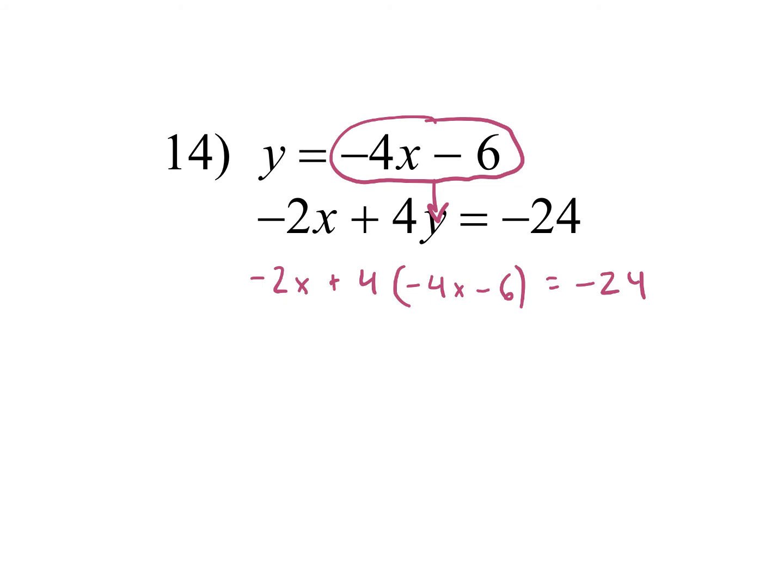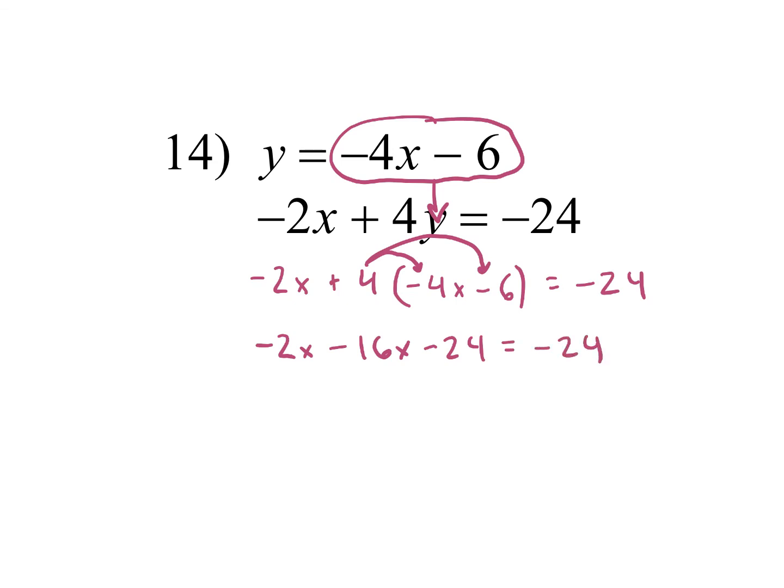Whenever you plug it in, make sure you put it in parentheses, because that's super important. Because what's the next step we have to do? Distribute. So I want to make sure I multiply this 4 to the -4 and to the -6. So I have -2x. What's 4 times -4x? -16x. And 4 times -6? -24.